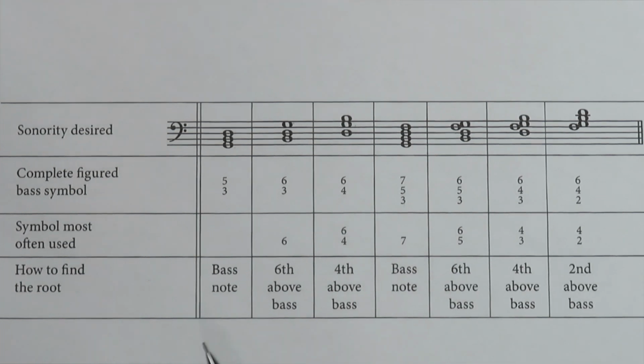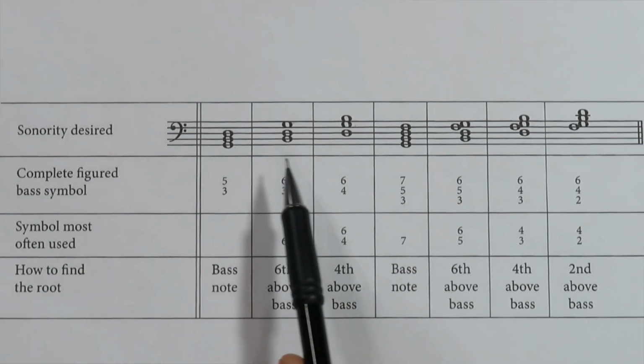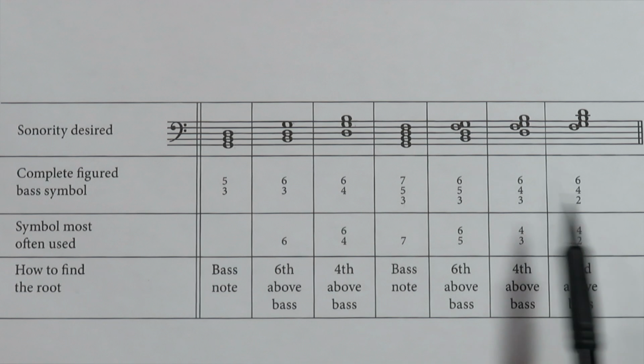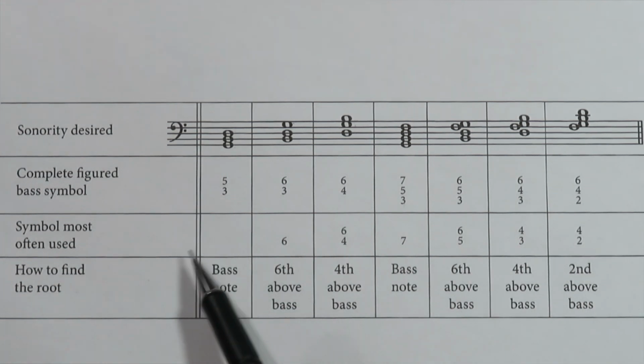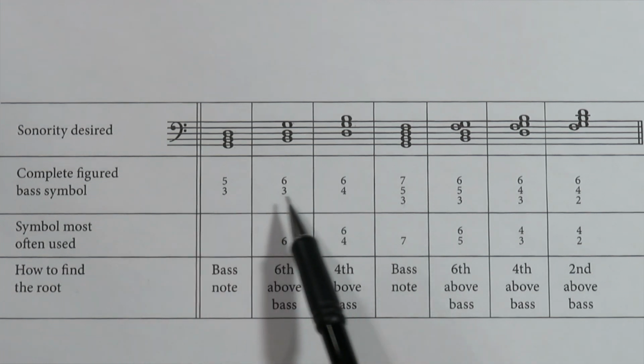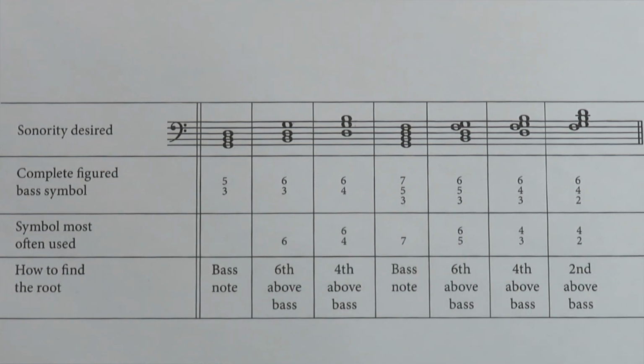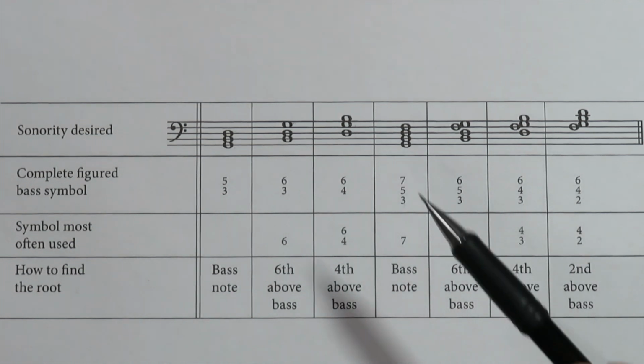Okay, so these are the complete figured bass symbols here, and these are the symbols that we use today. Okay, these are the old symbols from the Baroque system. You can reference that in the textbook if you'd like to find more out about that. It's on page 44.